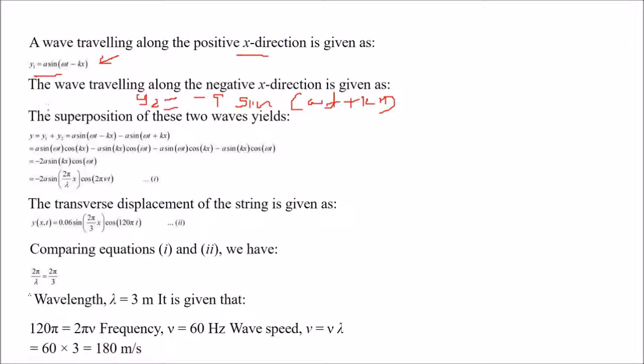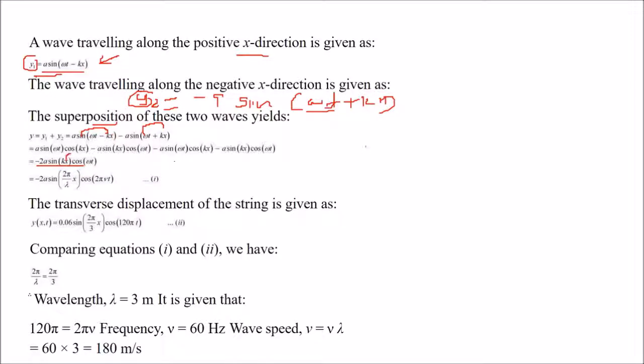So if you want to find out the superposition, you add y1 with y2, this term with this term. So it gives you a sin(omega t minus kx) minus a sin(omega t plus kx). When we take a common, you can expand it: sin(a minus b) and sin(a plus b). Things will be cancelled, only this will remain: 2a sin kx cos omega t.